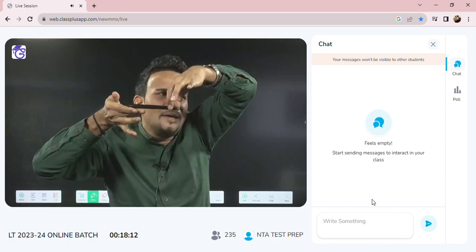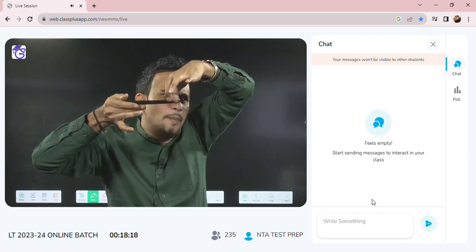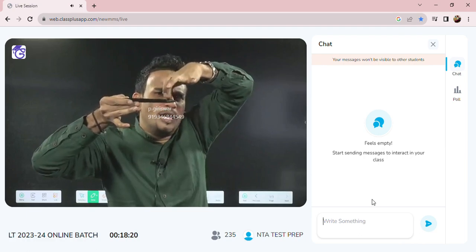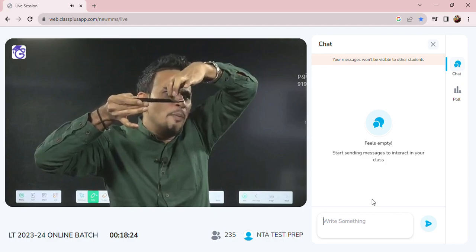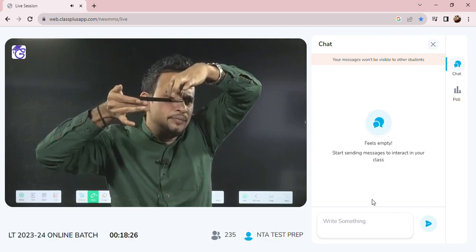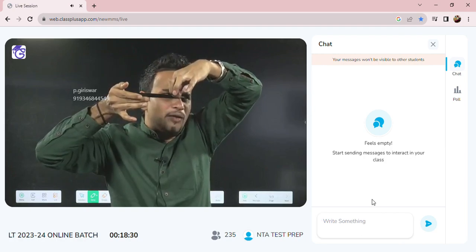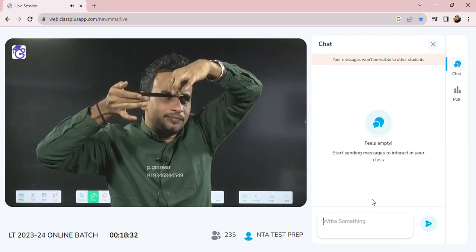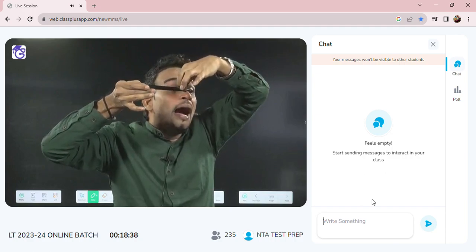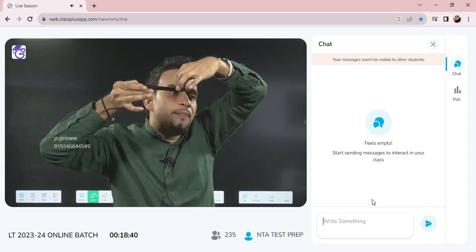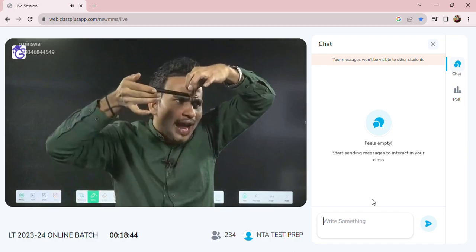You tell me, if I remove my hand, what will happen to the pen? If I am holding the pen like this, I am trying to give one axis to the pen. If I remove my hand, what will happen to the pen? Don't say the pen will fall, sir. If you remove your hand, the pen will rotate.